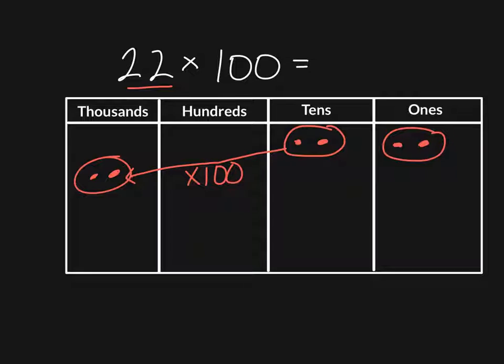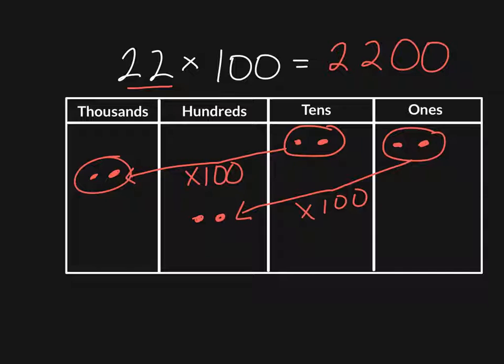And then I'm going to do the same thing with my ones. Times 10 times 10, there's my times 100. And those 2 ones become 2 hundreds. So my answer for 22 times 100 is 2,200. So I really just kept the 22 and added those 2 zeros since I was multiplying it by 100.